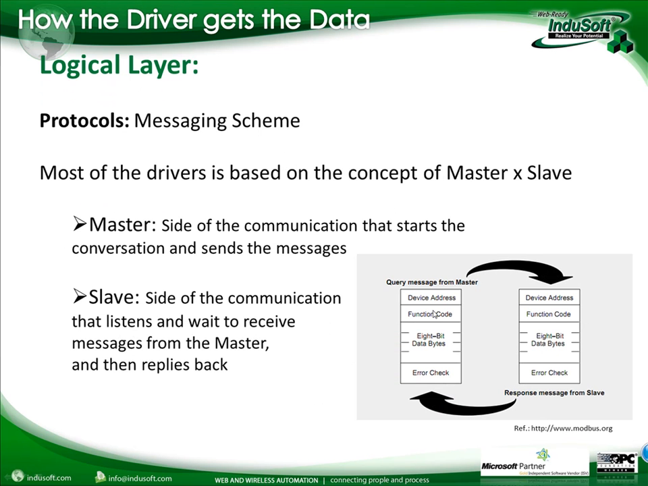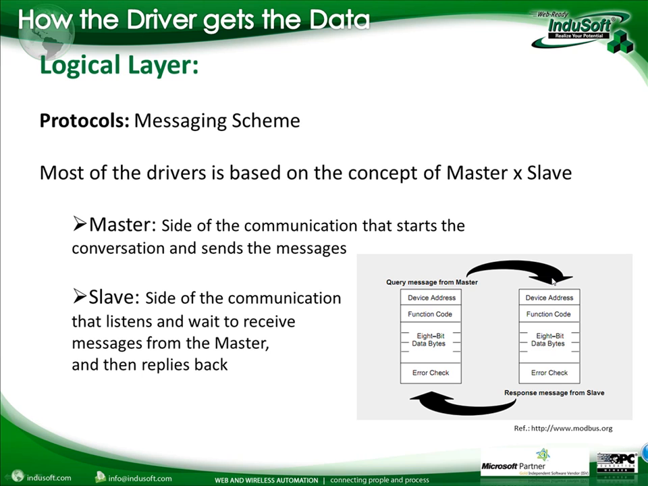That would be, let's say I want to read coils, I want to read registers, and then here we put the bytes that we are going to send. Like I want to read from register 1 to register 100, for example. And finally, one error check. The error check is a calculation that we do using all the bytes to check for the message consistency. So we send that to the slave side.